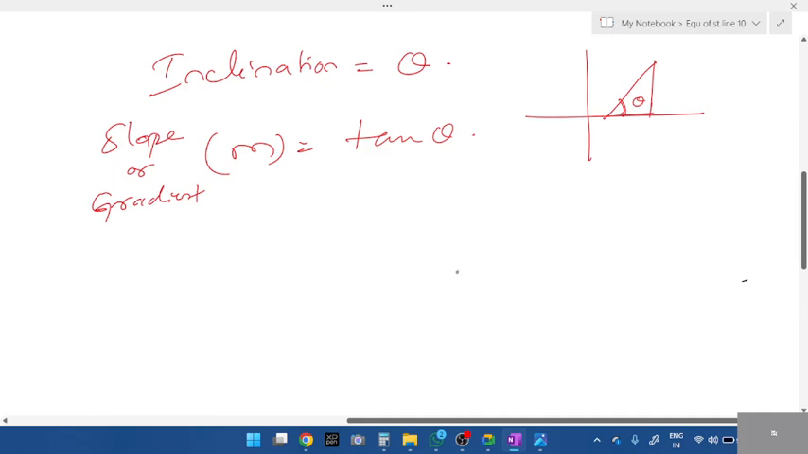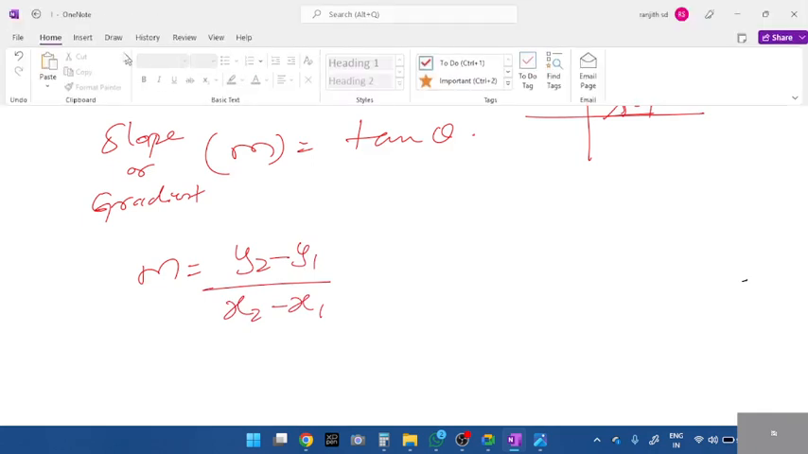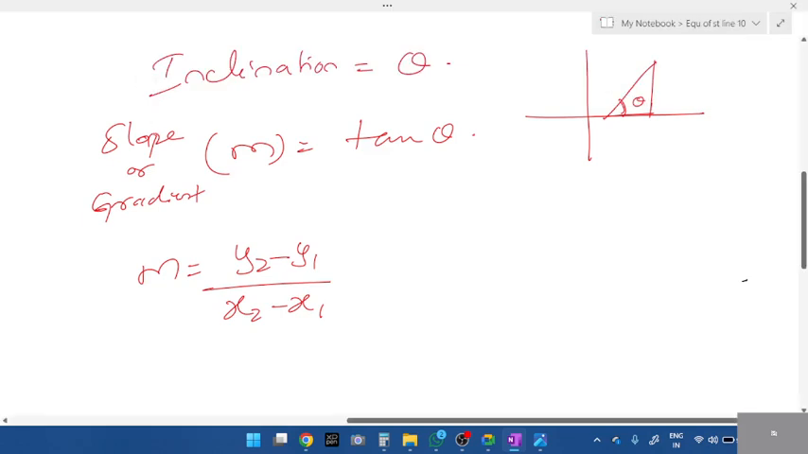If we have 2 points given, what's the formula, students? All of you respond. Unmute the call and respond. Slope is y2 minus y1 divided by x2 minus x1.